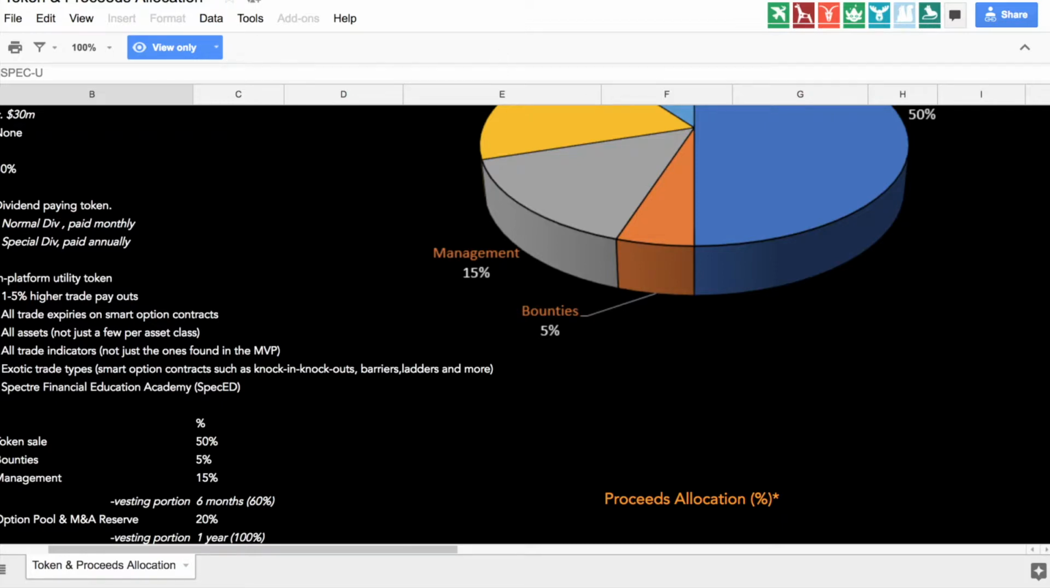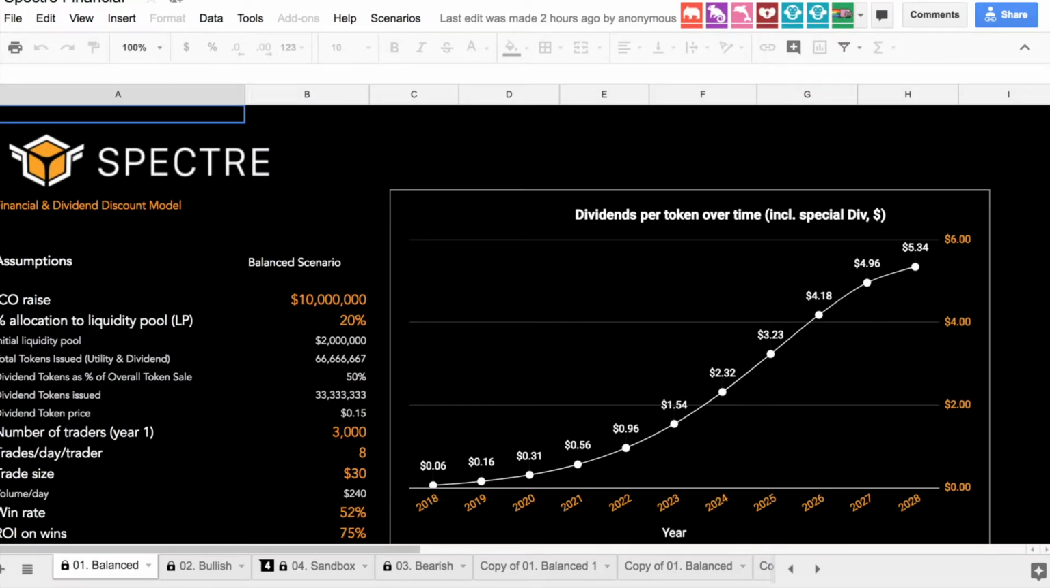What else? Let's go into the forecast model. This is interesting, guys. In this sheet, on a per token basis, how much the token holder is expected to earn as dividend is explained and forecasted. It has three different scenarios: balanced, bullish and bearish. In the balanced scenario, the assumption is that the contribution in the ICO would be 10 million, and based on that, 20% would be used in the liquidity fund initially. So that will be 2 million as an initial liquidity pool. And they have considered quite a lot of other criteria, like the number of traders etc., which is on a conservative basis.